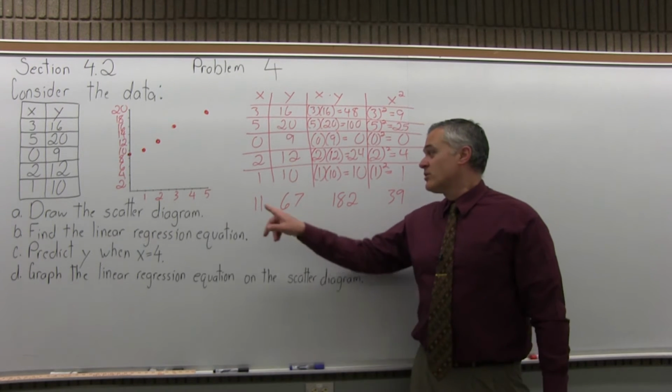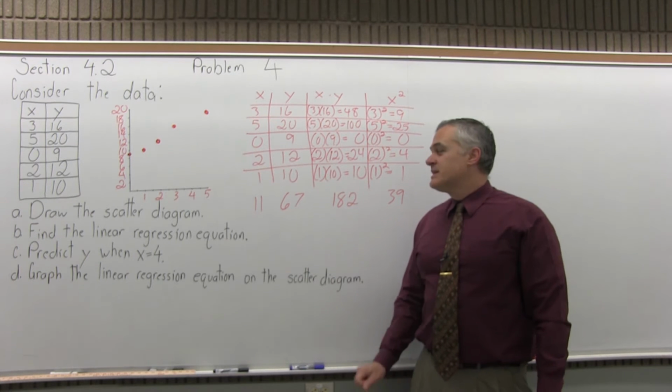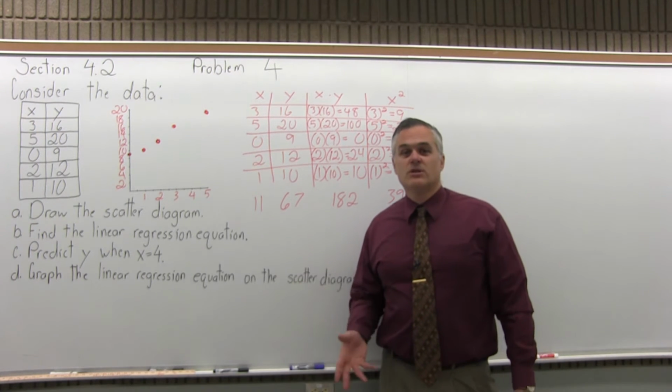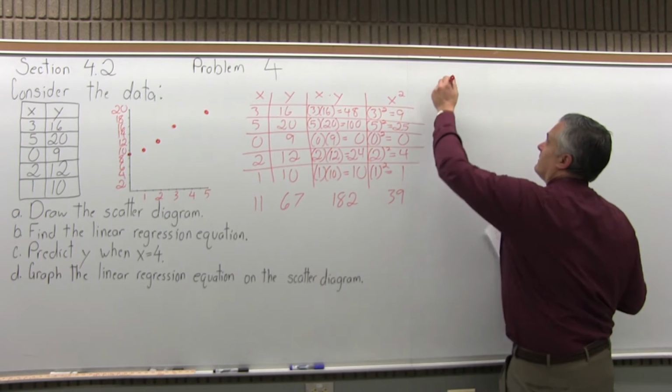So that's step 2, get a total for each column, and we did. Each column is totaled. We added them up. Step 3, take the totals that you get, plug them into the formula for B, and get an answer for B.